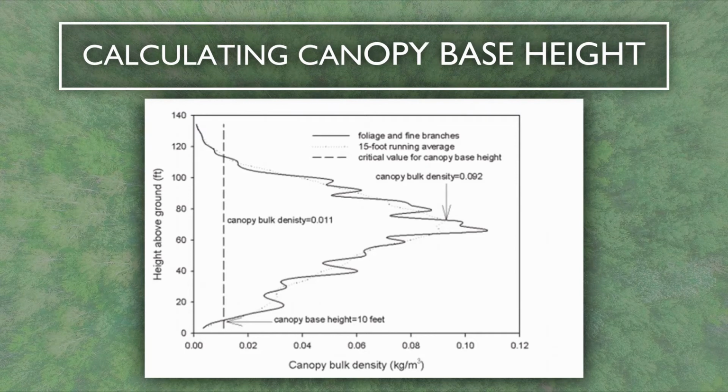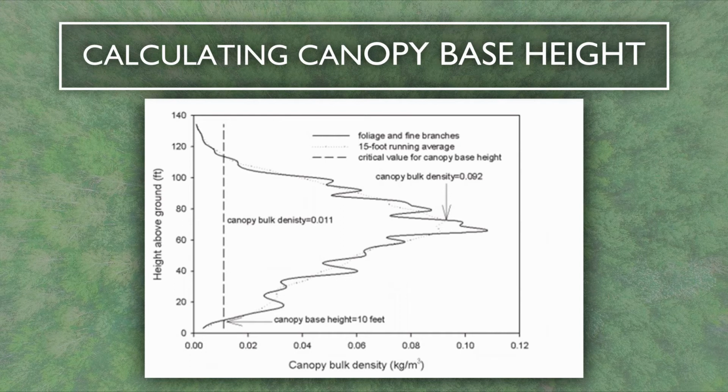Others have used canopy bulk density profiles to determine where the canopy base height should start. By plotting available canopy fuel in 1-foot vertical layers, a vertical distribution can be evaluated. The FuelCalc and Fire and Fuels Extension to the Forest Vegetation Simulator programs use this method. Canopy base height is determined to be the height above the ground where canopy bulk density reaches the critical value of 0.011 kilograms per cubic meter.